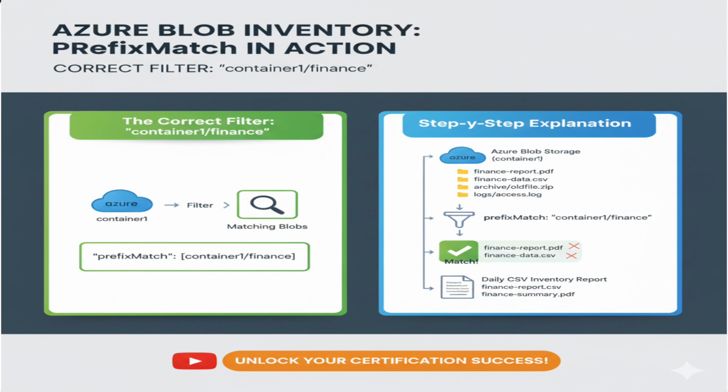Here's how prefixMatch works step by step. The Azure Blob Inventory Service scans all blobs and matches them against the prefixMatch string. A prefixMatch of Container 1/finance will include all blobs in Container 1 that have names beginning with finance, like financereport.jpg, financedata.png, or finance-summary.pdf. The inventory rule will then generate a daily CSV report containing only these matching blobs.